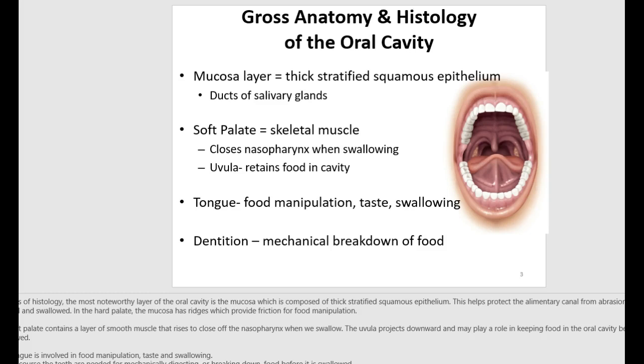And the tongue is involved in food manipulation, taste, and swallowing. And of course, the teeth are needed for mechanical digestion. We refer to the teeth as dentition, so they perform mechanical breakdown of food.